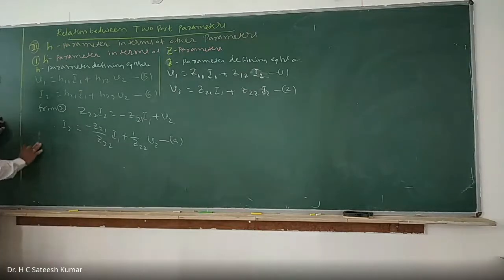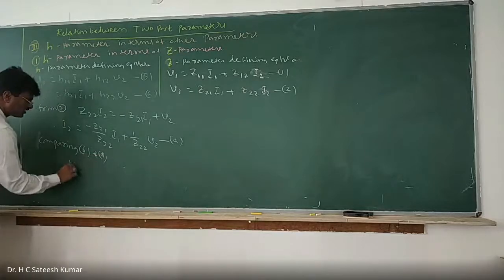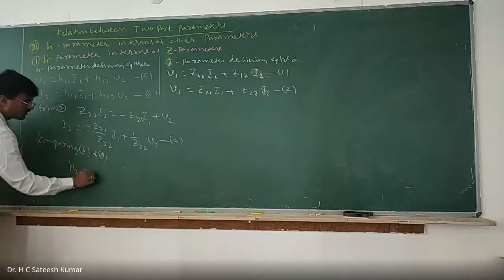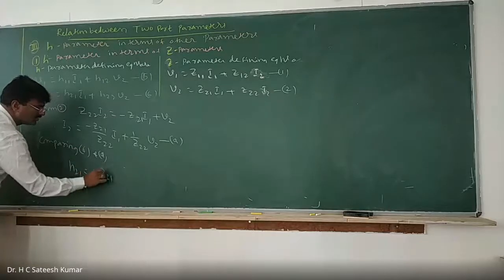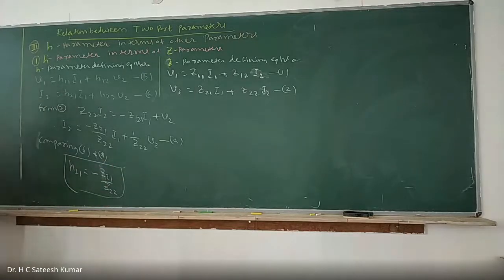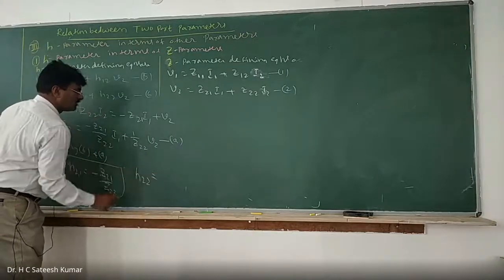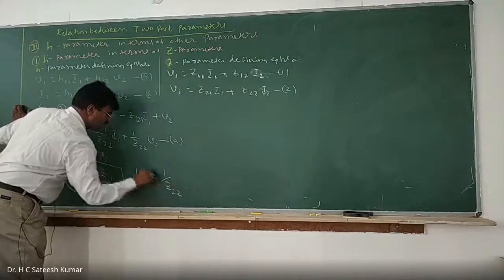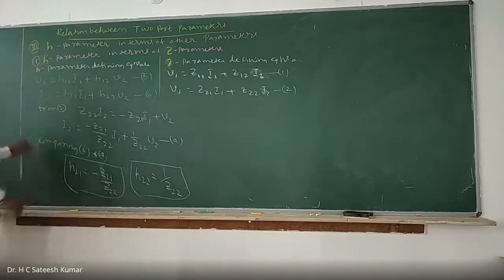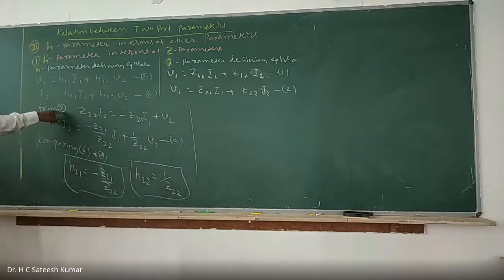Compare equation 6 and A. What will you get? H21 is equal to minus Z21 divided by Z22, we have. And H22 is equal to 1 by Z22. Okay, right. Now, so we shuffled 2. Therefore, we got A.